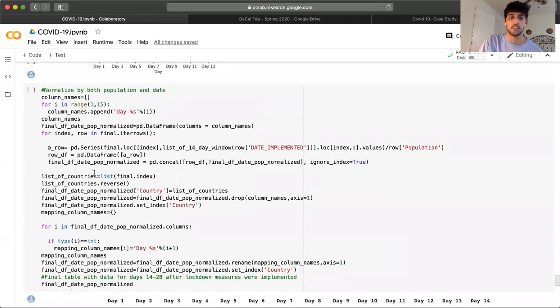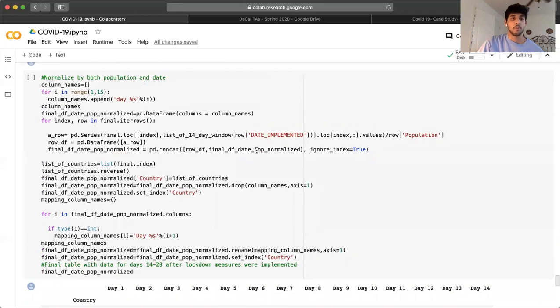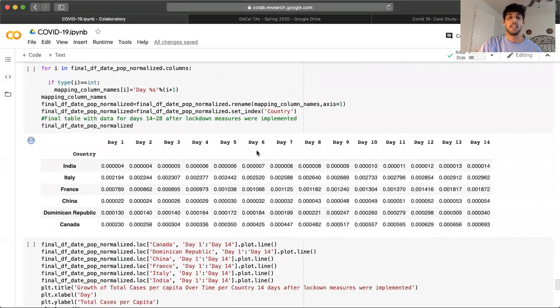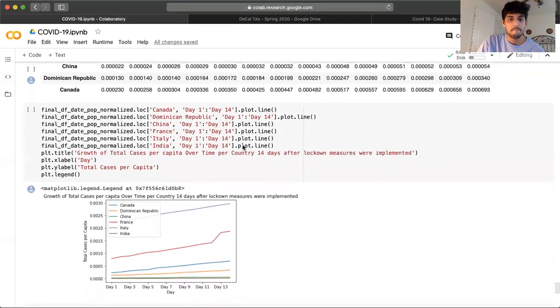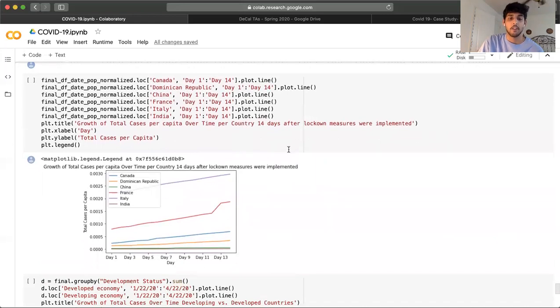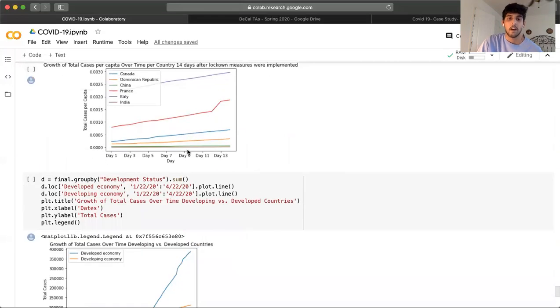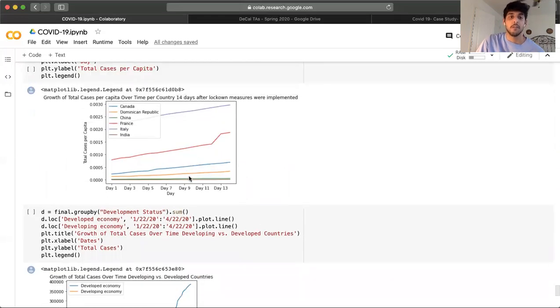So here's more code normalizing our data based on population and date. And the resulting table shows the data that we'll be using. And here we have another similar graph that shows just how effective the measures were in each country based on the growth rate of the coronavirus over time.